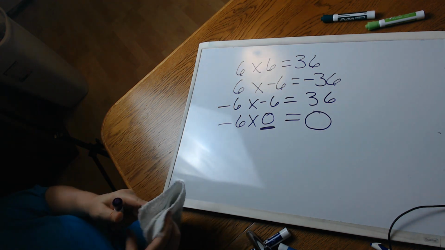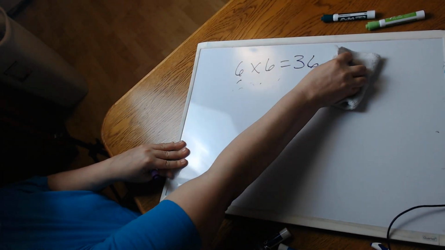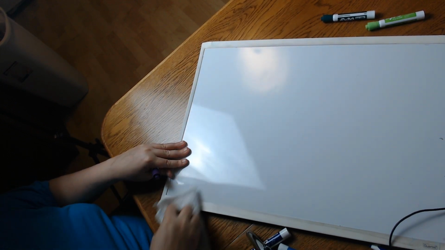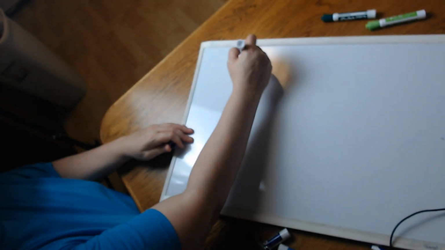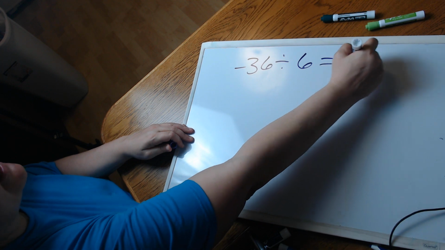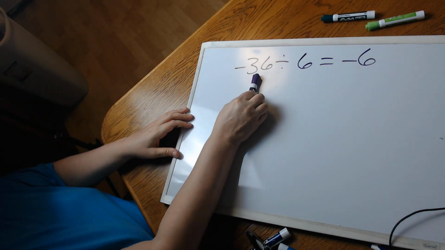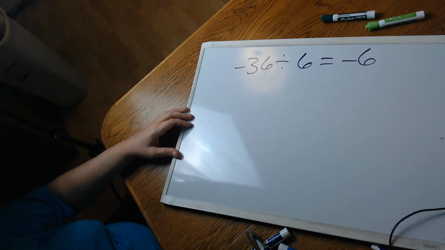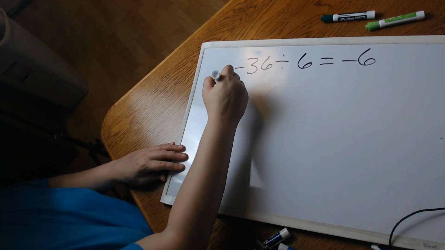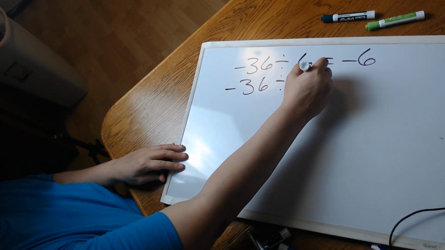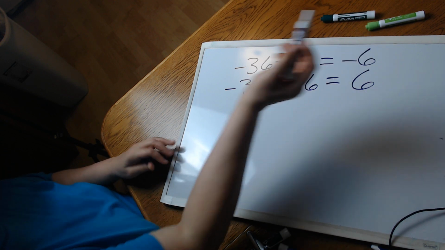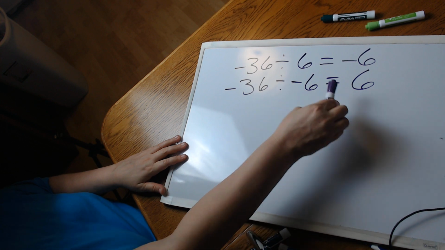Now the good thing about that is you don't have to really memorize two different sets of rules for multiplication and division, because the same rules that work for multiplication work for division. So a positive number divided by a negative number has a quotient that is negative. Here is an example. Negative 36 divided by 6 equals negative 6. Negative divided by a positive equals a negative. And when you divide two negative numbers, then the quotient is positive. Here's an example. Negative 36 divided by negative 6 equals 6. Negative divided by negative equals positive.